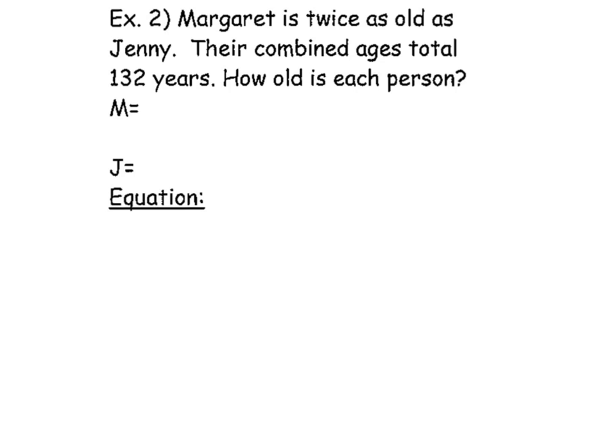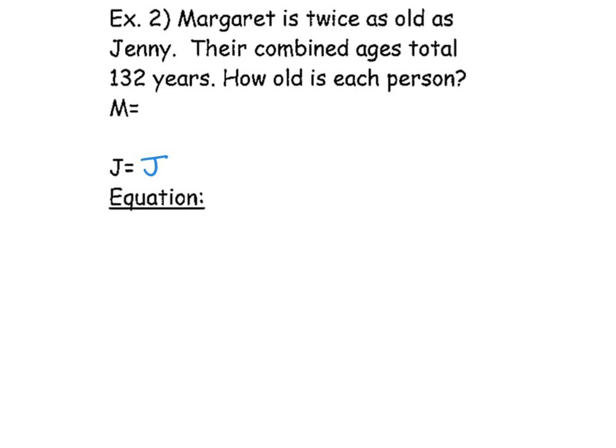Next one. Margaret is twice as old as Jenny. Their combined ages total 132. If the two of them together, when you add up their ages, is 132, they're older people. Their numbers are really high to get 132. So I need to know, first of all, who's younger. Jenny again. Jenny's going to be J. So write that J equals J.